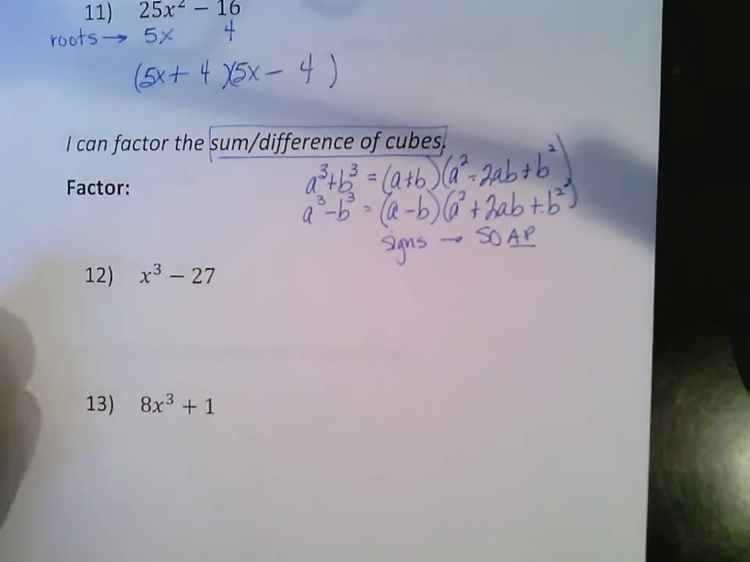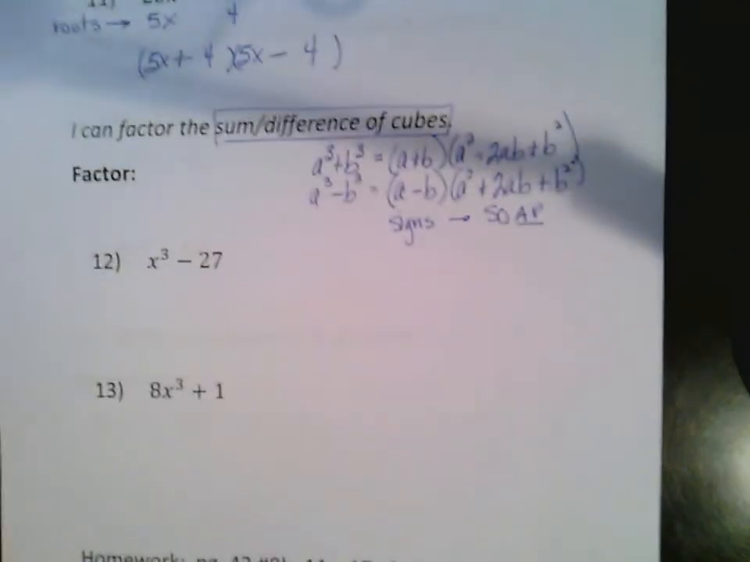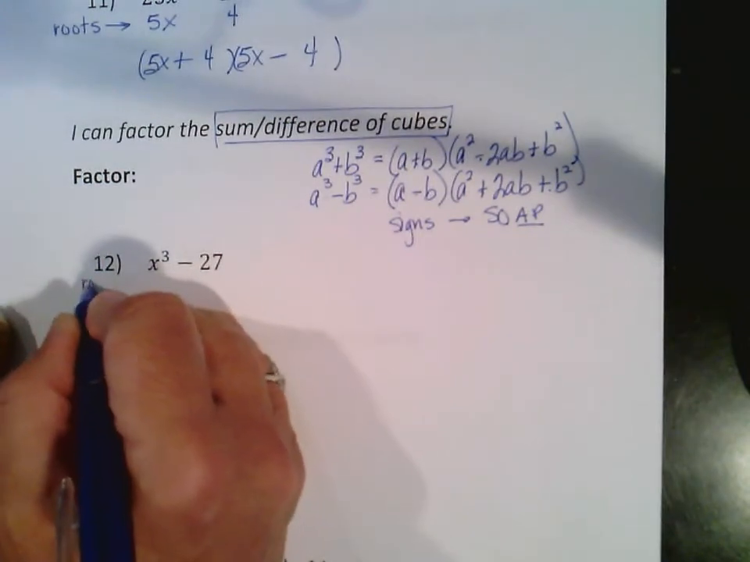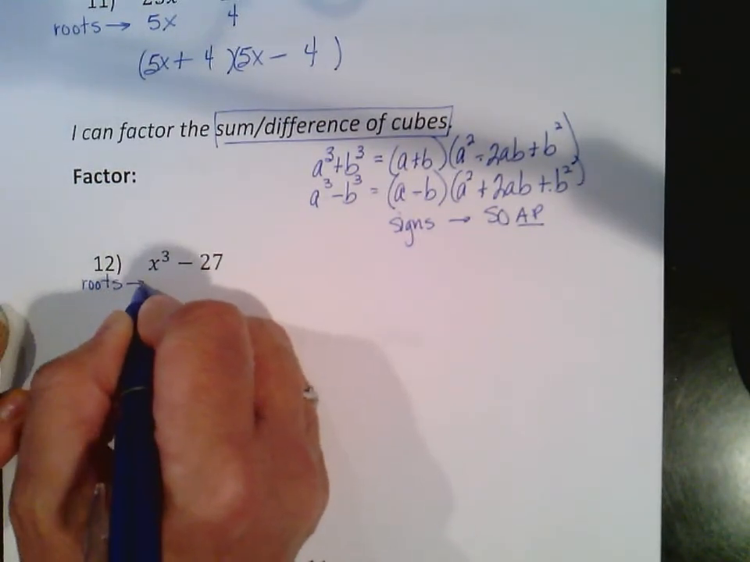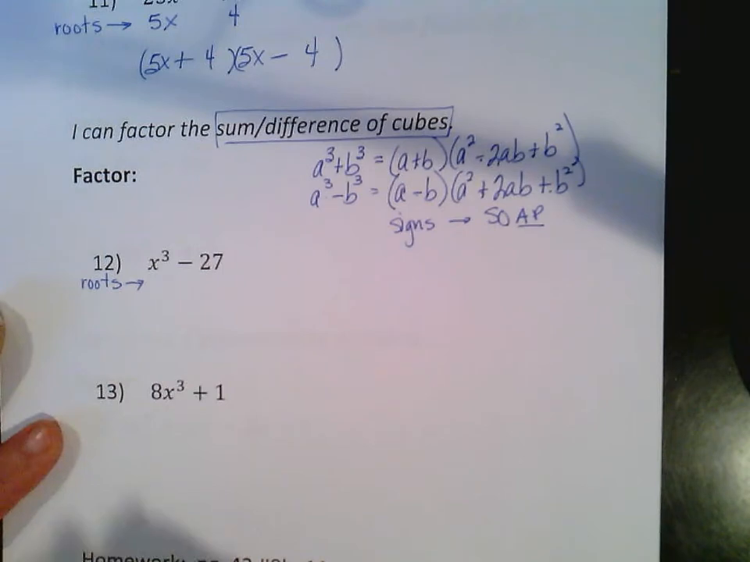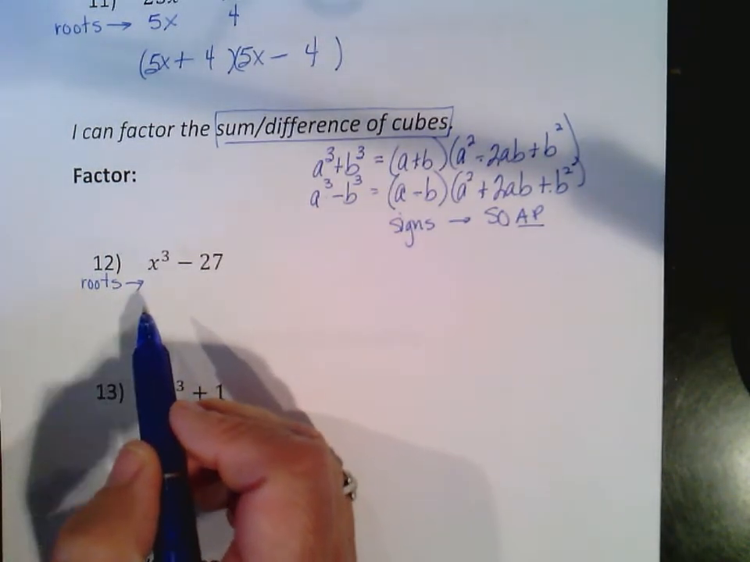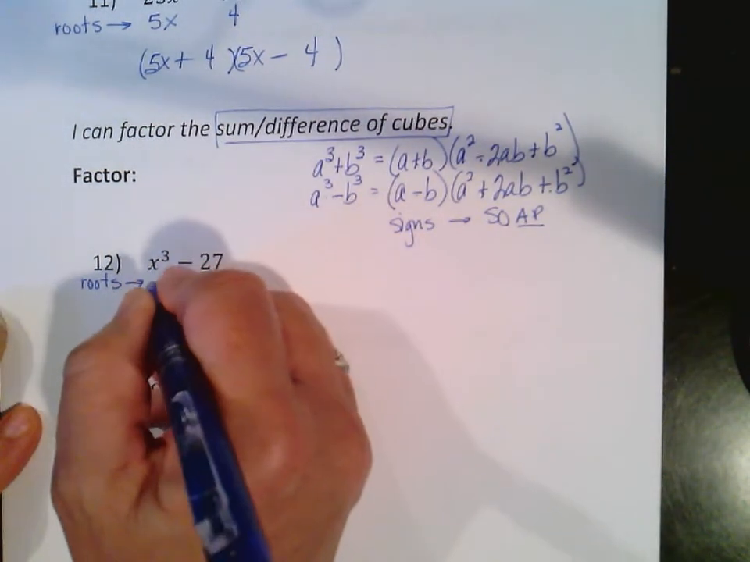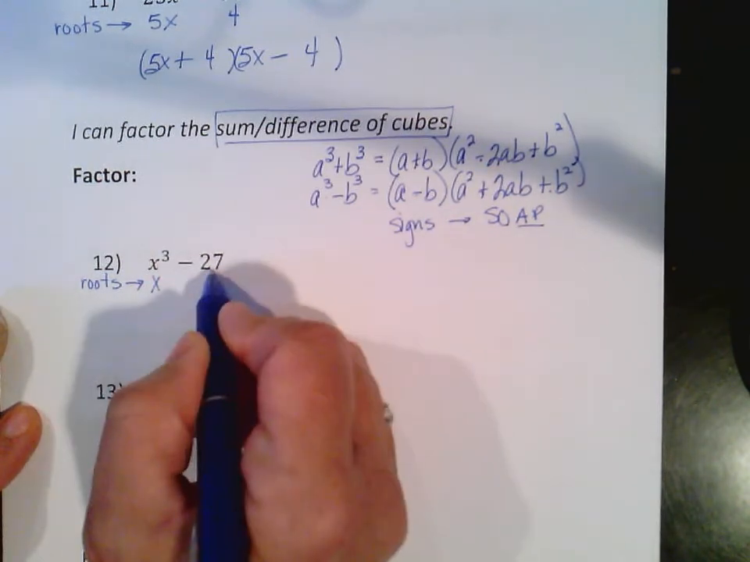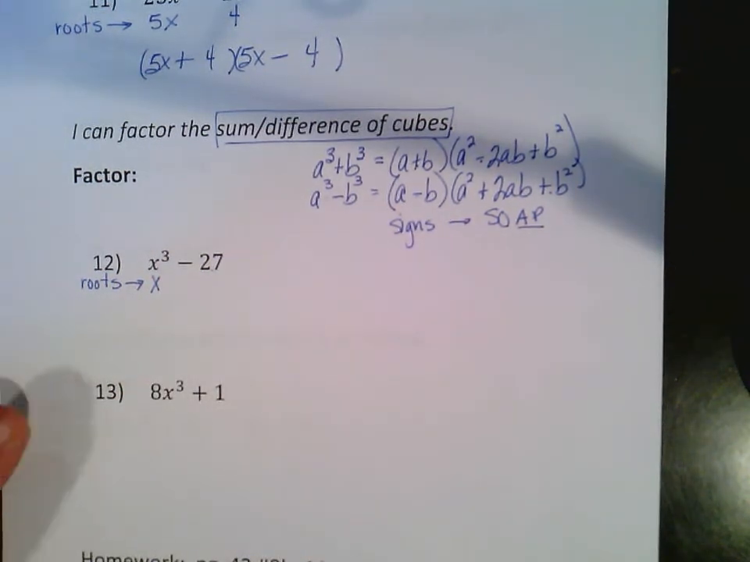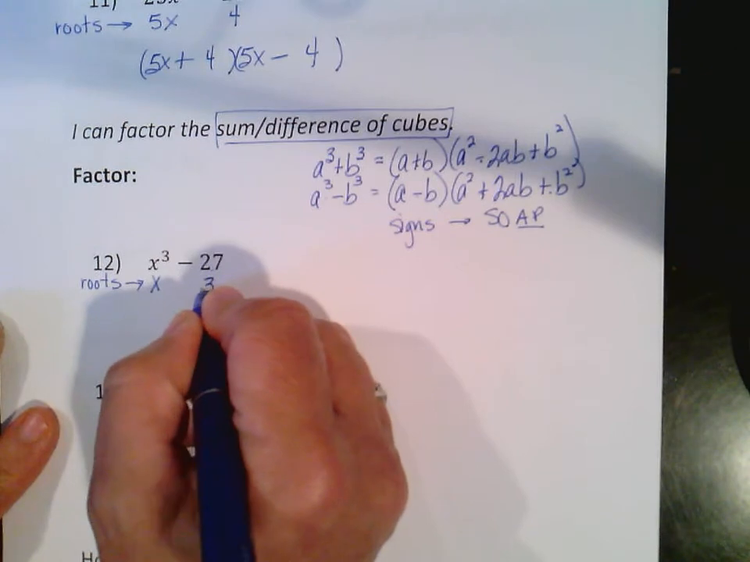And just like we did with difference of squares, what I need to do is write what the roots are underneath first. And these aren't square roots, these are cube roots because these are perfect cubes. So that's something that you take times itself 3 times to give you that number. The cube root of x to the third is x. The cube root of 27, 3 times 3 times 3 is 27. That's the cube root of 27. So those are my roots.